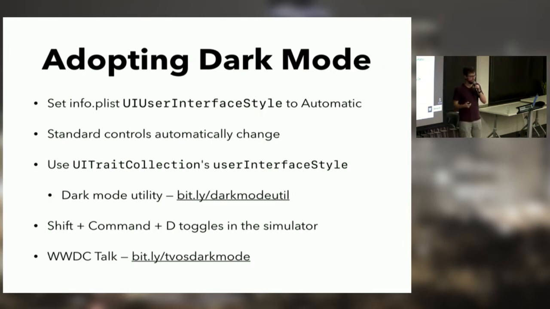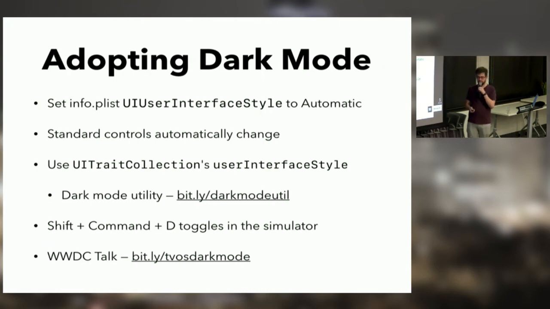But for custom work, the main way you do it is through the trait collection API. So trait collection API basically propagates major changes in your view hierarchy through a method. I believe it's traitCollectionDidChange or traitCollectionWillChange. So UITraitCollection in tvOS has a new property on it called userInterfaceStyle, and this is light or dark, basically. So this is how you pick up changes. You override the UITraitCollection method and you detect changes in this.